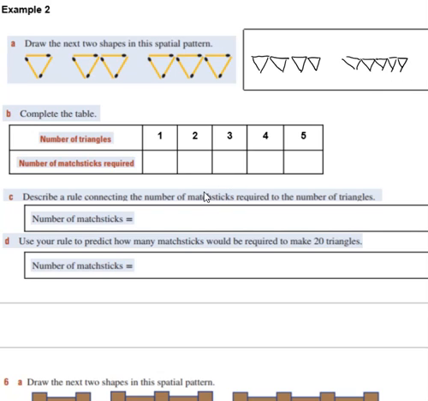Okay, so complete the table. So here we have in our top row the number of triangles. We just need to work out the number of matchsticks required. So for the first term it's going to be 3. For the second term it's going to be 6. It's quite easy to see the pattern once you get it started. Next one is 9, 4 is 12, and 5 is 15.